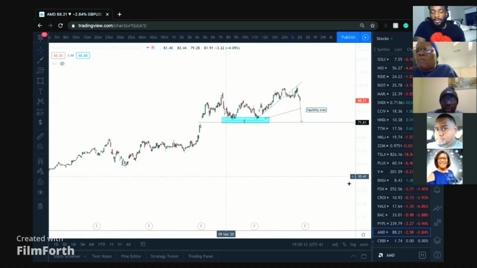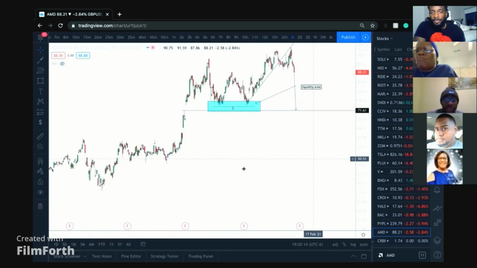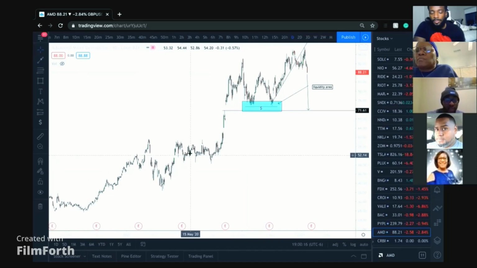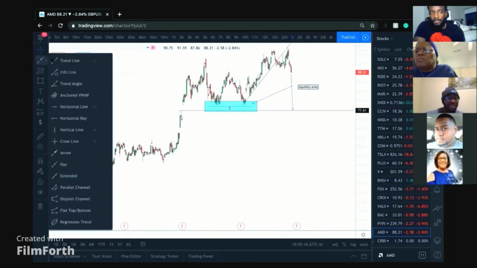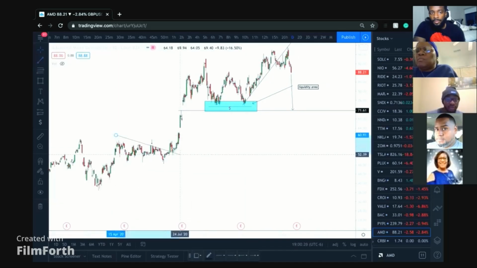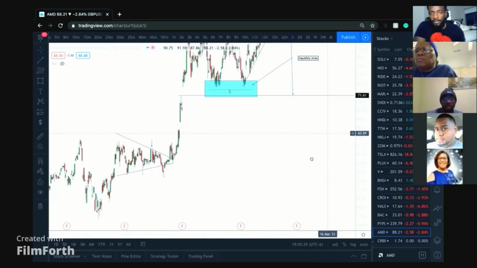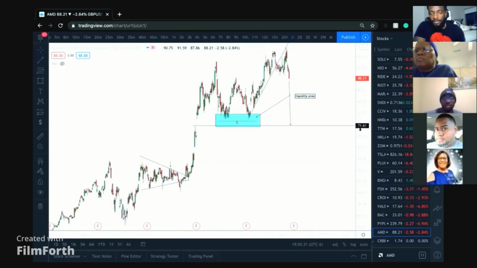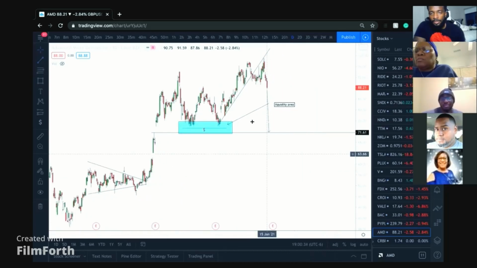So I would have to read on it and add the fundamental aspect to really confirm whether I would want to take the trade to the downside or not. Because like I said, I need multiple confluences. If I don't have multiple confluences, including fundamental, then I do not take the trade.